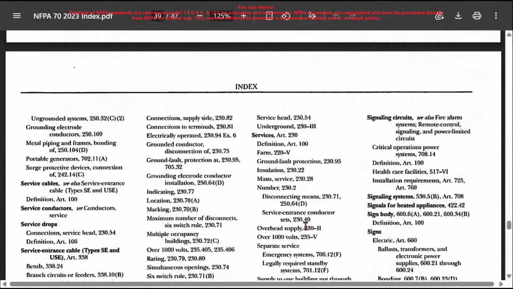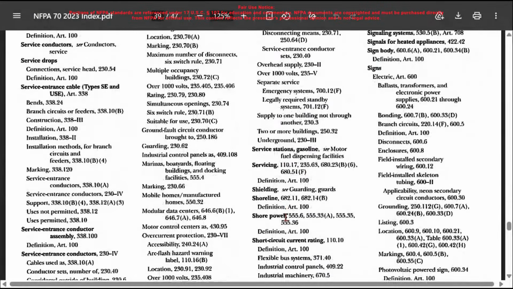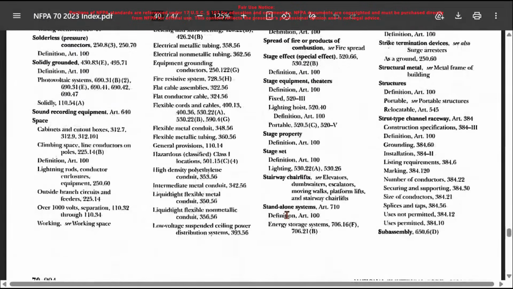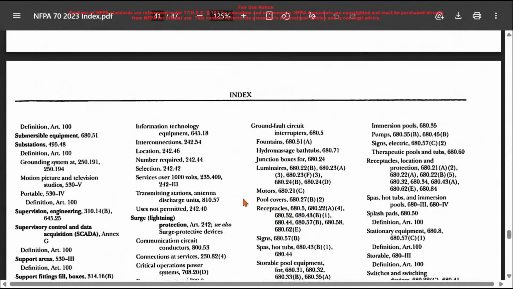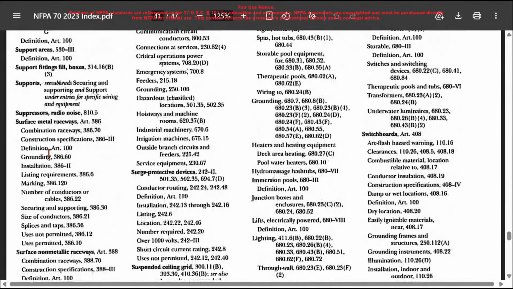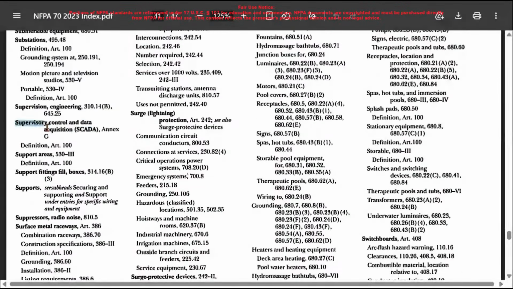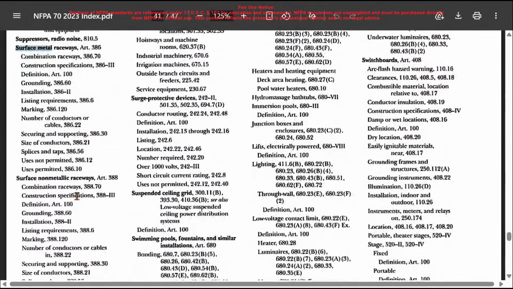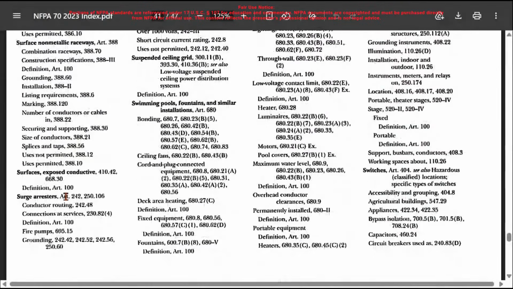And this will be a lot easier for you when you're using your code book because you can just flip through it. The electronic version sometimes can be a little tedious. Okay, so let's see here. So we're going to go, here's supports. Let's see, supports, surface, okay. Nothing under that for supply cords, okay.